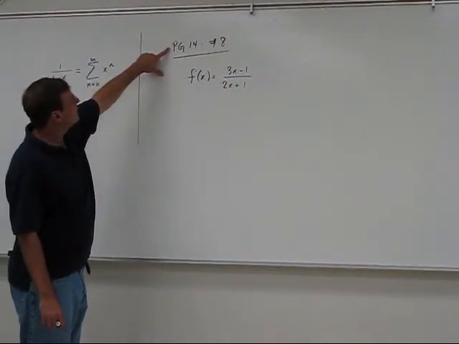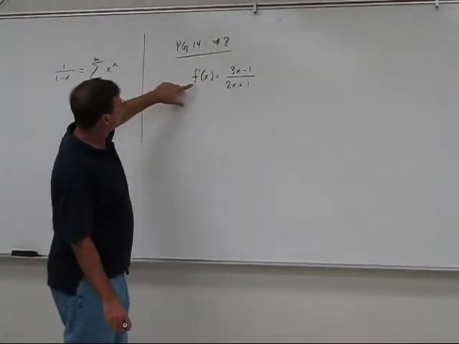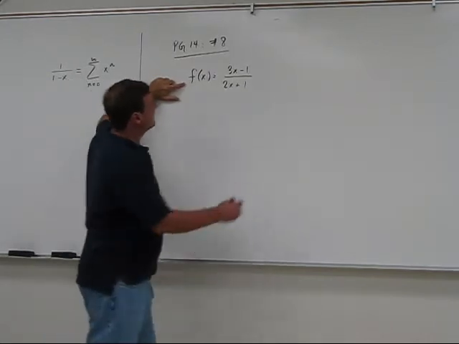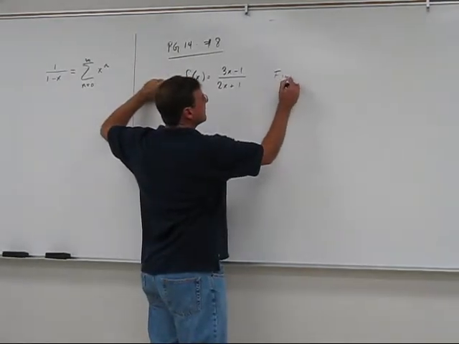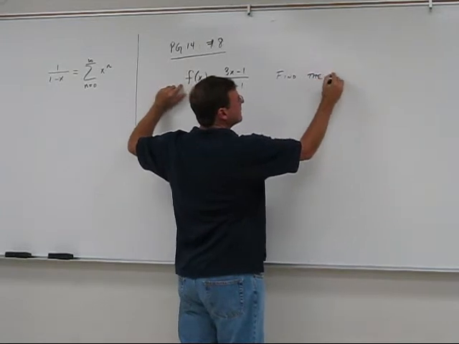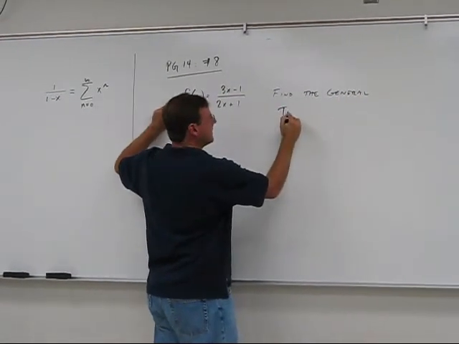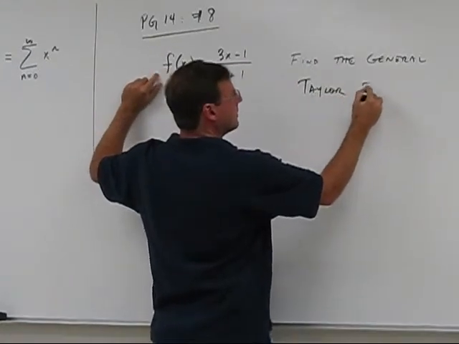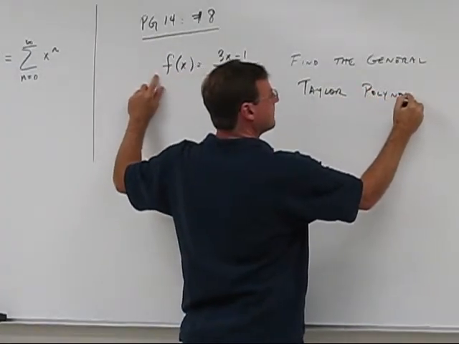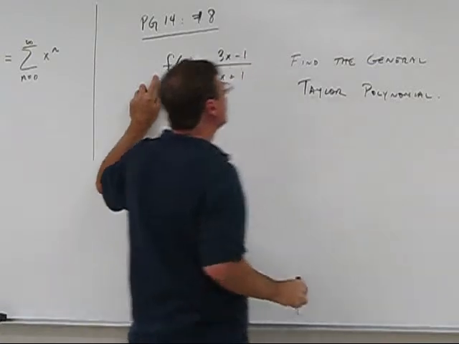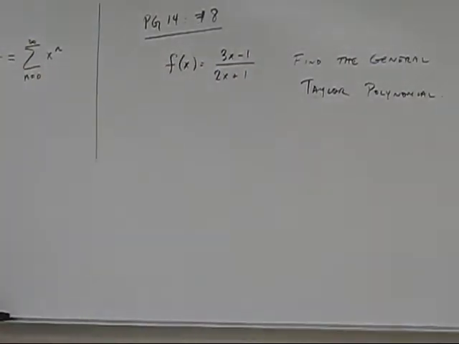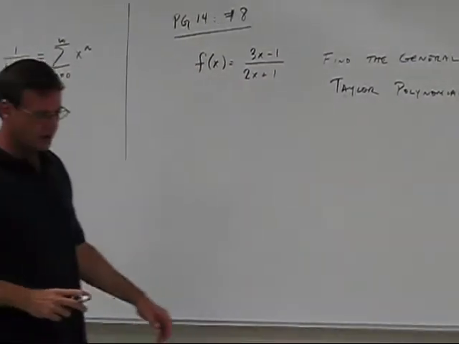Page 14, number 8, is asking us to find the general Taylor polynomial.